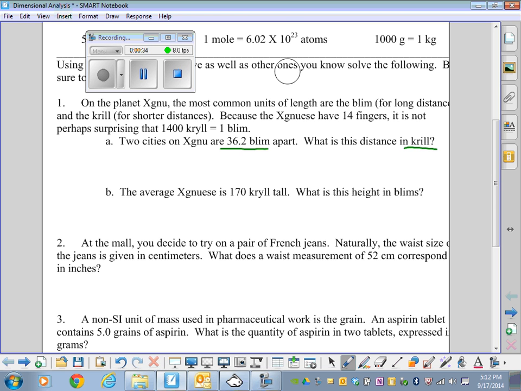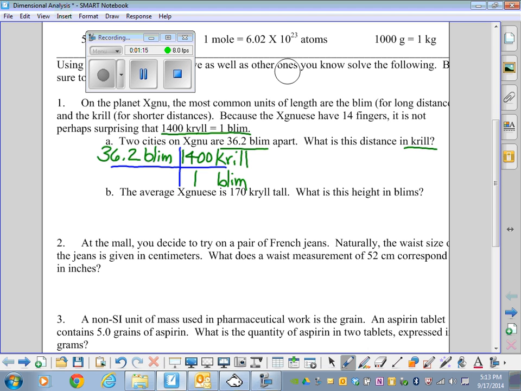So we start dimensional analysis drawing tracks. In our track, we begin by writing the given amount, which is 36.2 blim, on the top left. And what we are solving for goes on the right, so krill will go up on the right. I'm going to bring blim down so that it will cancel out and leave us in krill. And now we're going to go up to the conversion factor. We see above that 1 blim is equal to 1,400 krill.